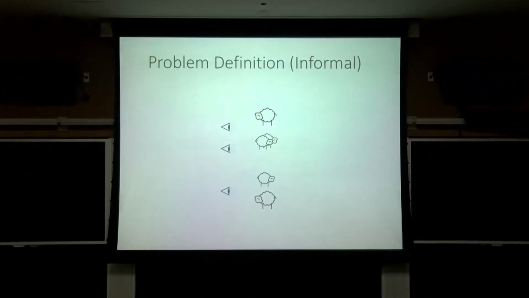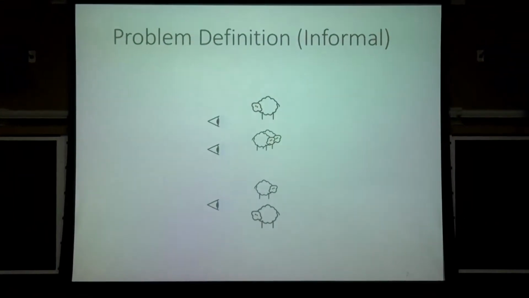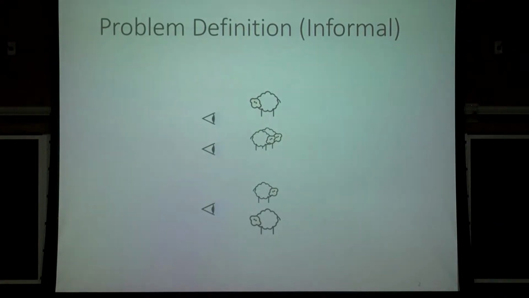So assume that you want to protect a set of valuable targets from a possible attack, and you have a set of patrol resources that you can use to protect these targets. And the problem is that these targets could move over time, and therefore you also have to move your patrol resources.